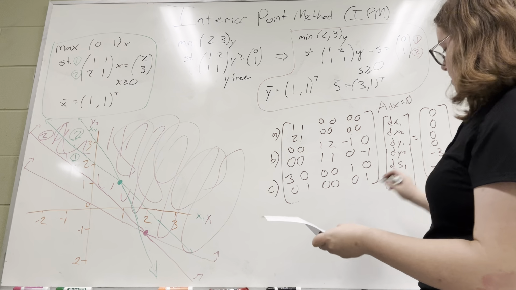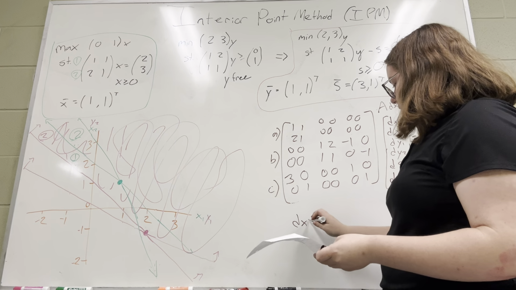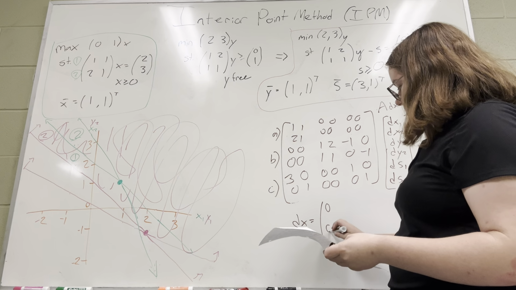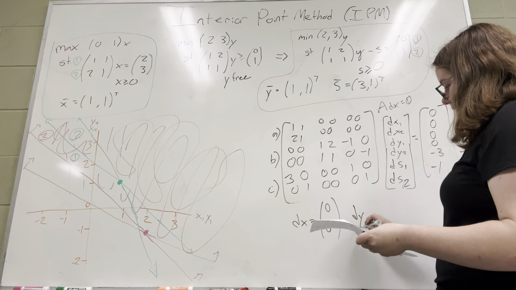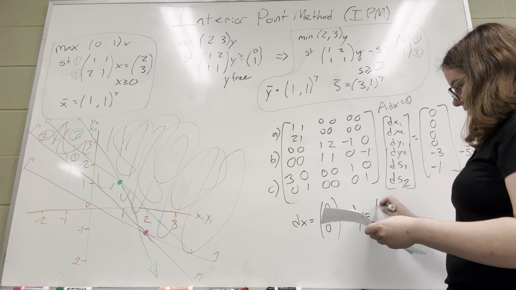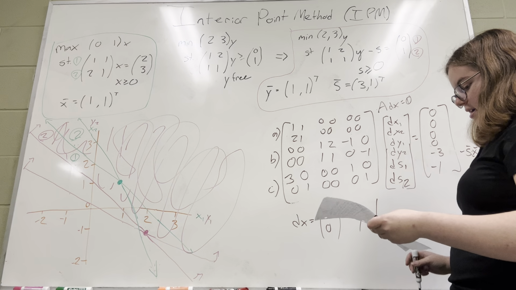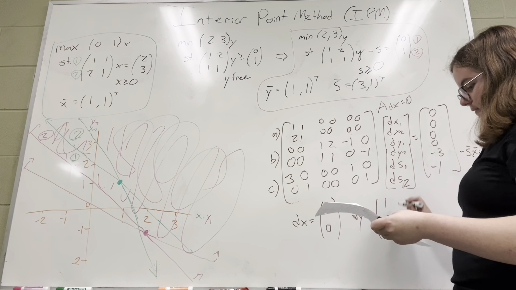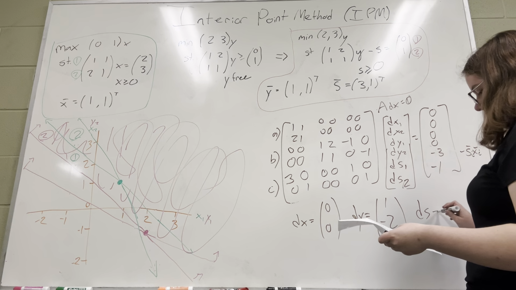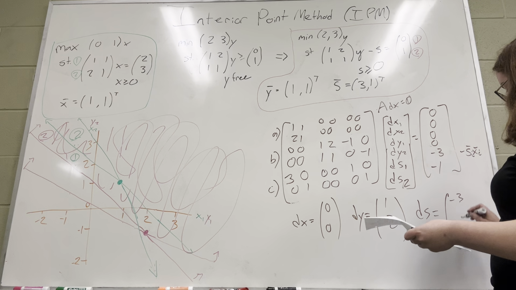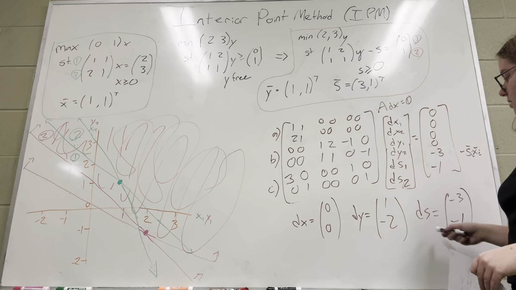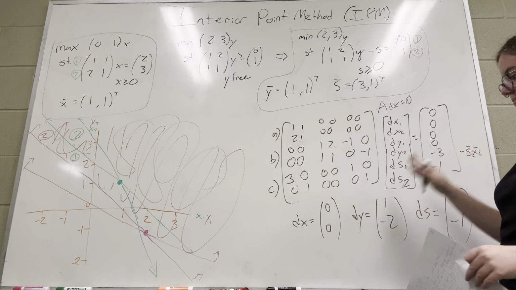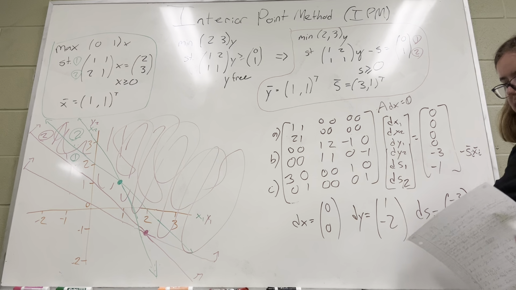And the solution to this is dx bar is equal to 0, 0, and dy, and I don't know why I keep saying bar, this is just dx and dy, is 1, -2, and then ds is equal to -3 and -1. So this is the solution I got to this whole system here. These are the directions we want.